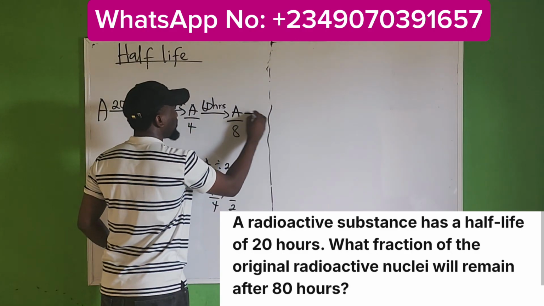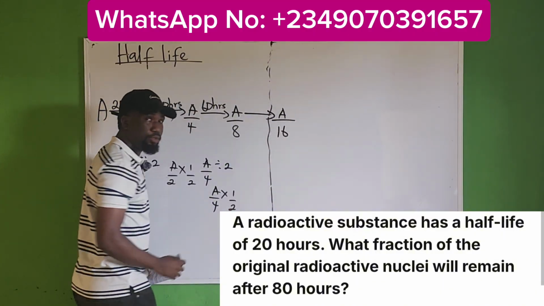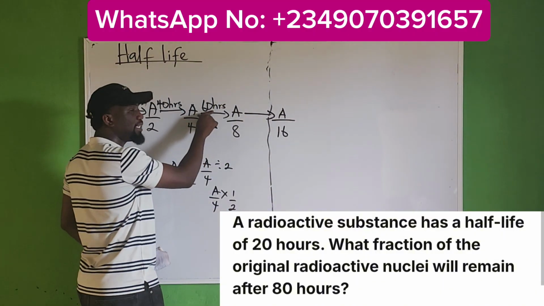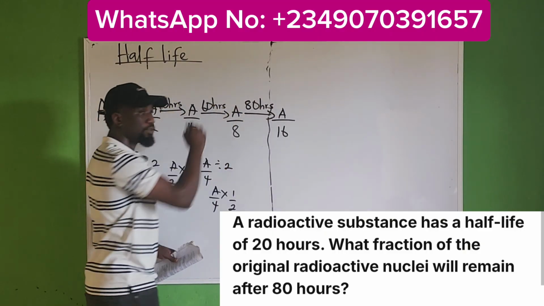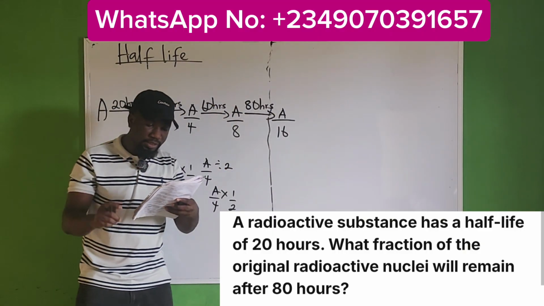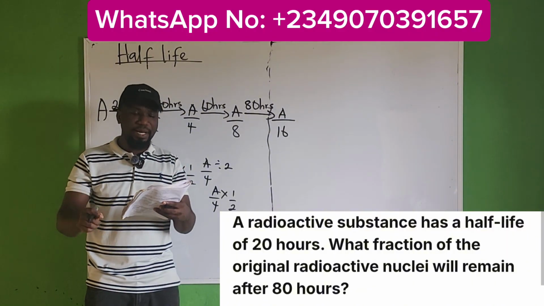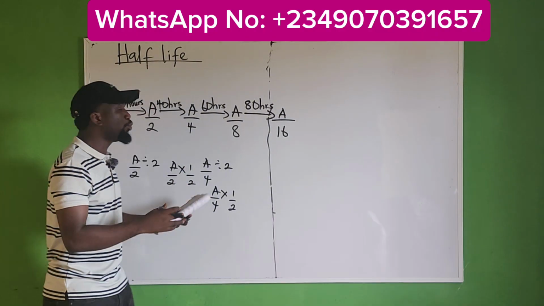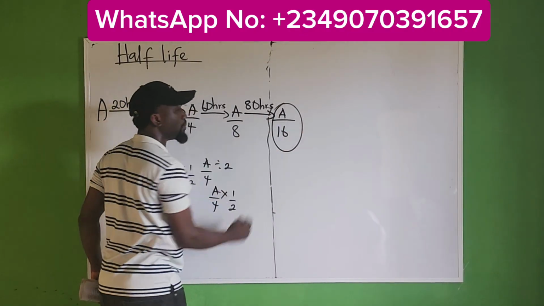So the next one now is going to give us A over 16. If I add 20 to this, that will give us 80 hours. So we have 80 hours. And the question says, what fraction of the original radioactive nuclide will remain after 80 hours? So the fraction that we have left after 80 hours is A over 16.